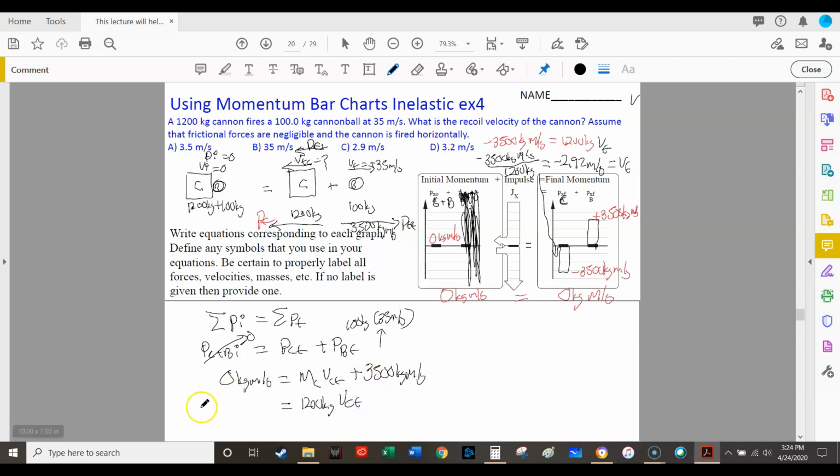I'm going to subtract this from both sides. Negative 3,500 kilogram meters per second. And so what we're going to find out is that V cannon final is equal to our estimate over 1,200 kilograms, which is going to be negative 2.92 meters per second. Okay, so it looks like the answer is going to be C, this one. And that's right. So this is an example of the other type of inelastic problem.